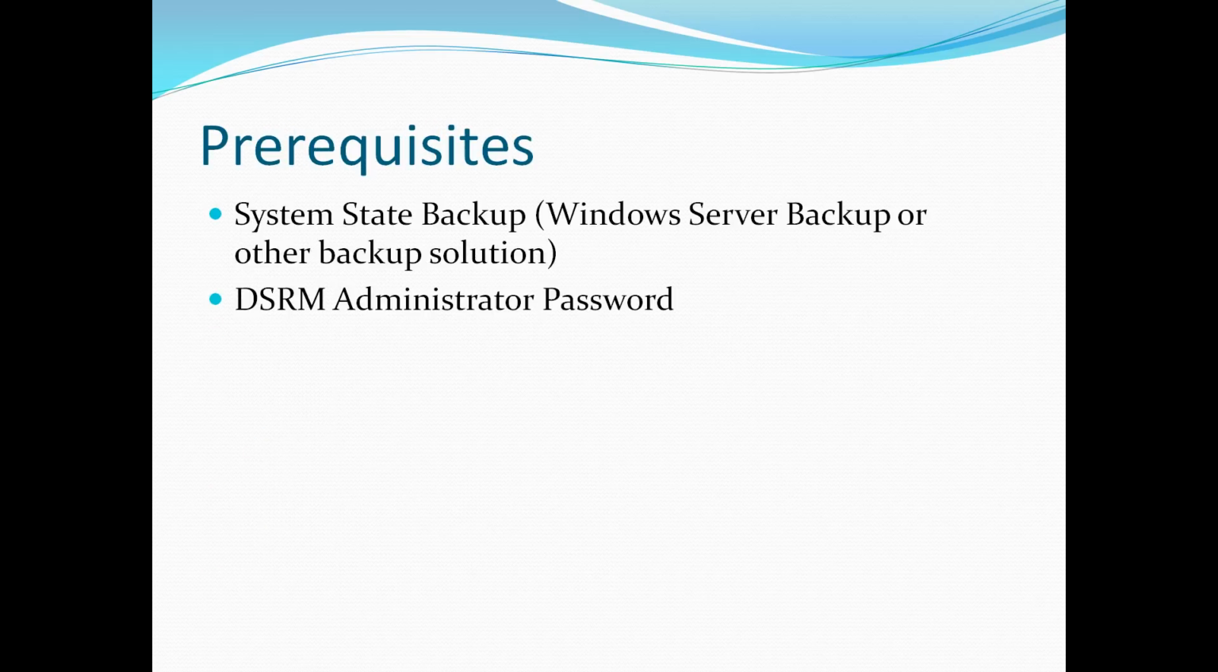There are 2 prerequisites that you need to consider before you can start with your own scenario. This is the system state backup. For my current demonstration, I'm going to use the Windows Server backup, and I'm going to perform a system state backup first, and then I'm going to use that image to restore my Active Directory state. And you need to know your Directory Services restore mode administrator password, and this password is pre-configured back when you installed your domain. So let's start with the demo.